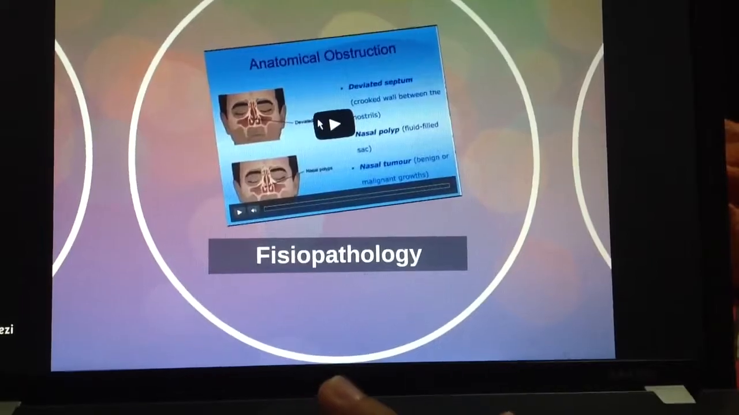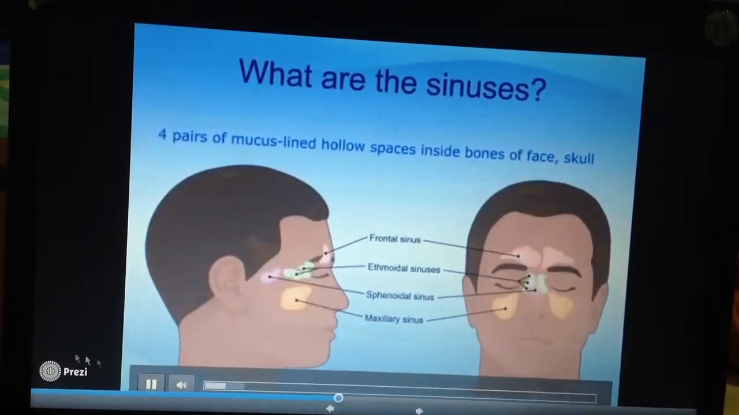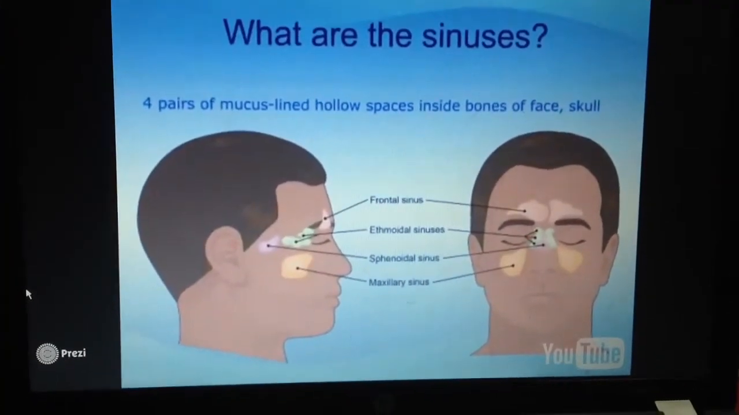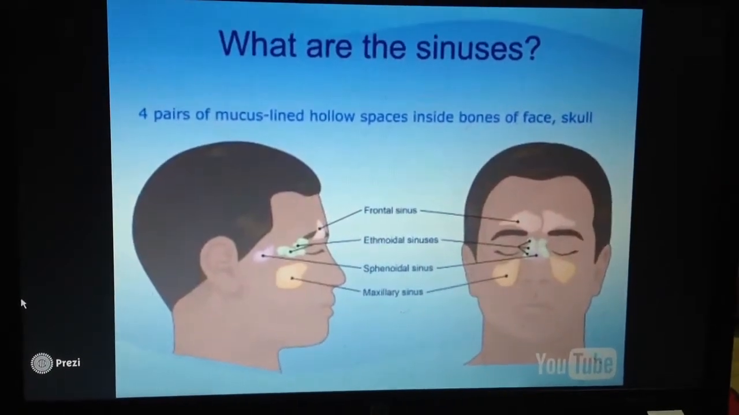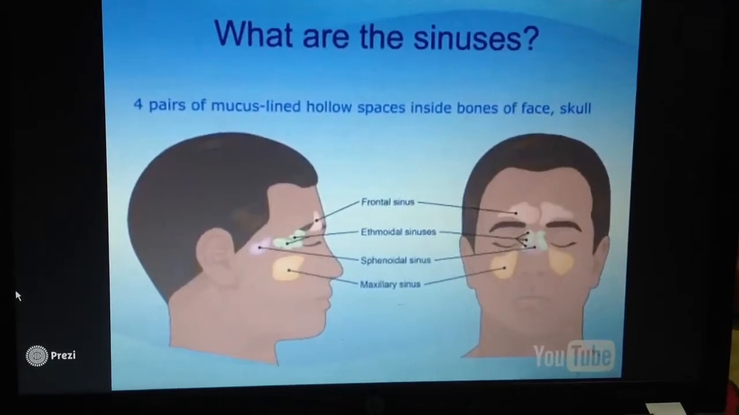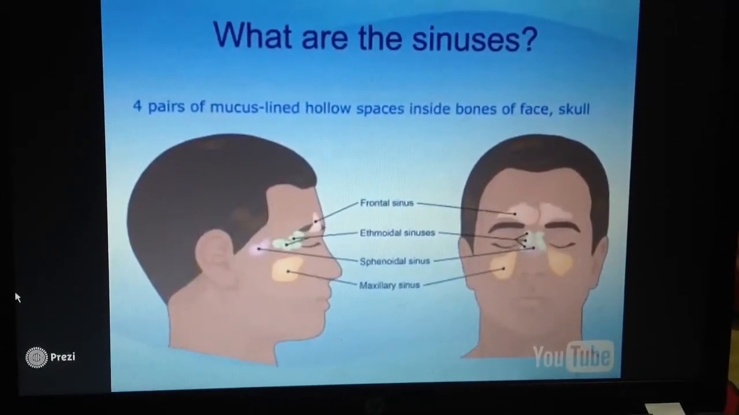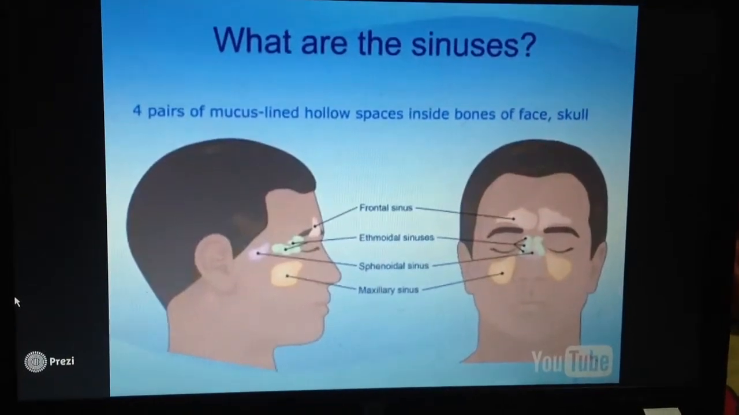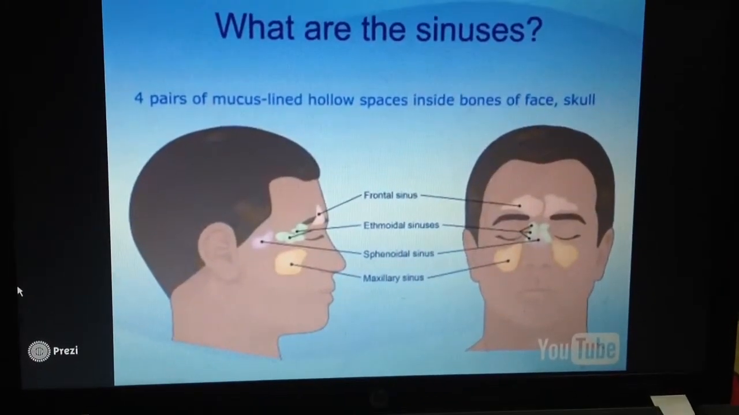Physiopathology. Nasal sinuses, or sinuses for short, are the four pairs of mucus-lined hollow spaces inside the bones of the face and skull. They are located on either side of the nose, the maxillary sinuses, in between the eyes, the ethmoid sinuses, behind the eyes, the sphenoid sinuses, and in the forehead, the frontal sinuses.